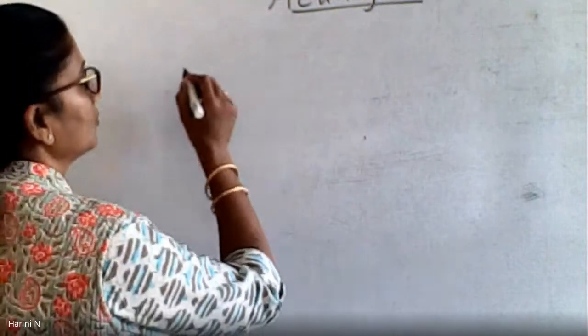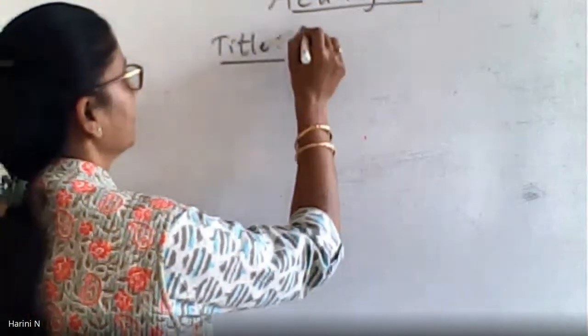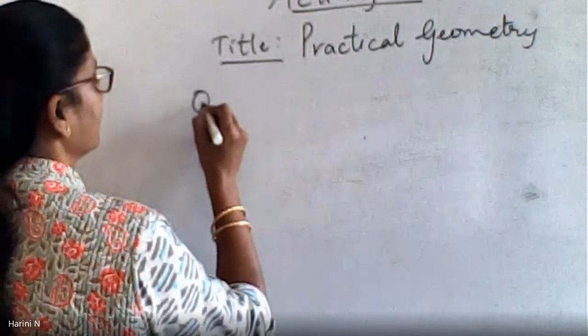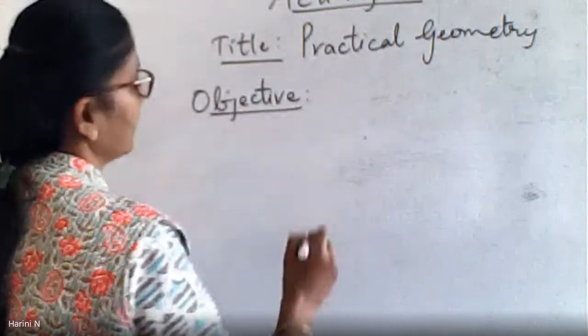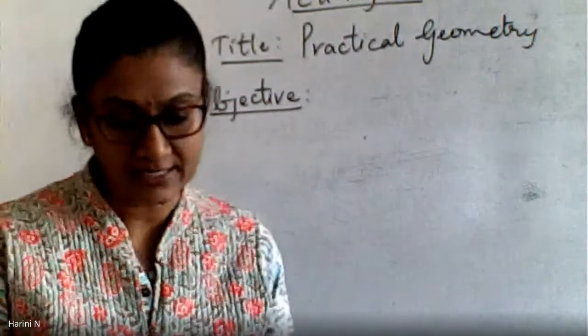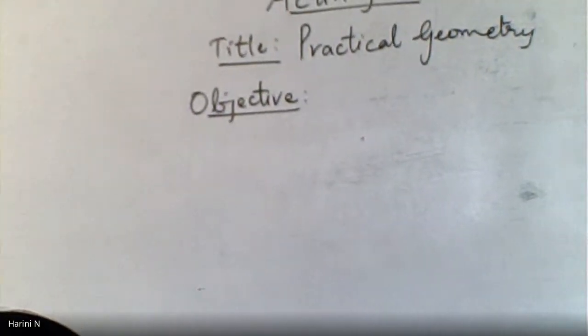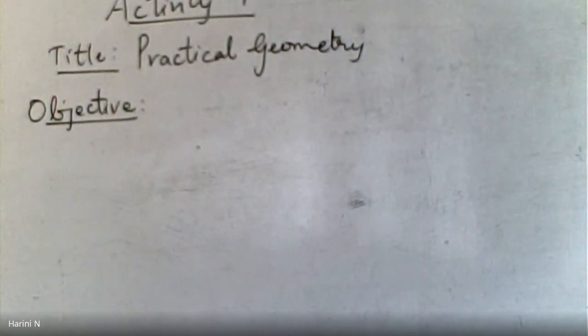The first one will be the title. Title will be what? Practical geometry itself. Then you have to write the objective. Don't be in a hurry to write. Anyway, the video is going to be shared. If you are able to write it neatly, please go ahead. I can give my camera. Yeah, this should be okay.